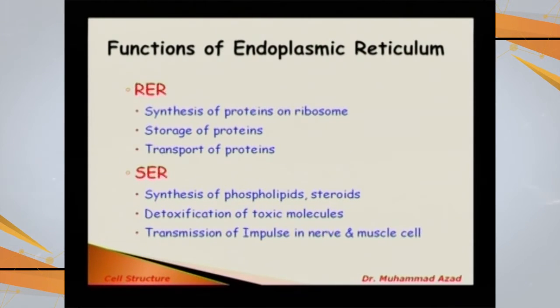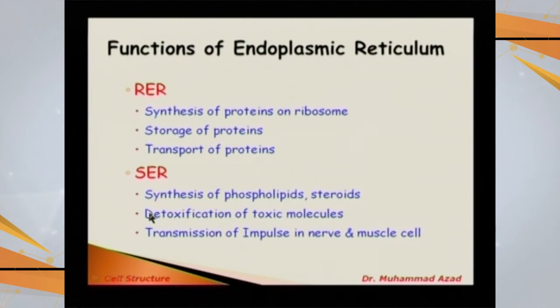As far as the functions of the endoplasmic reticulum are concerned, the rough endoplasmic reticulum is concerned with the synthesis of protein on the surface of ribosomes, storage of protein in the spaces called cisternae, and transport of proteins through these tubes and sacs. Smooth endoplasmic reticulum is concerned with the synthesis of phospholipids and steroids. All of our sex hormones, the reproductive hormones, are steroid in nature.